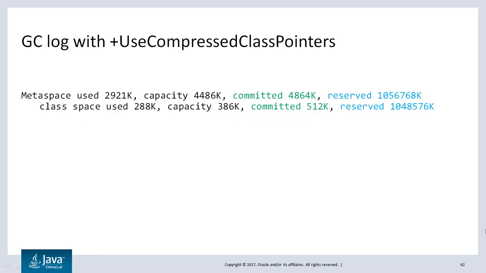This is an example of the GC log entry showing the committed size for the whole of the metaspace as 4864 kilobytes, which includes the compressed class space, for which the committed size is 512 kilobytes. As mentioned in the previous slide, max metaspace size is the upper limit on the committed size of the total metaspace. Let's say if the max metaspace size was configured as 512 megabytes, then the total committed size listed in the first line of the log entry here could grow only up to 512 megabytes.